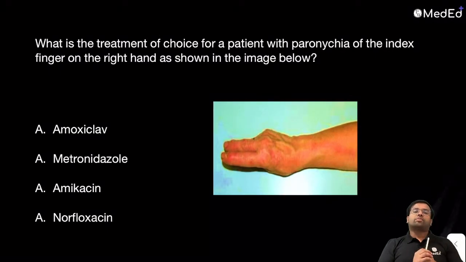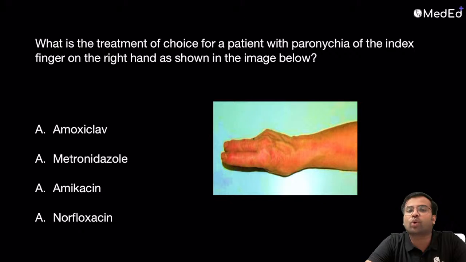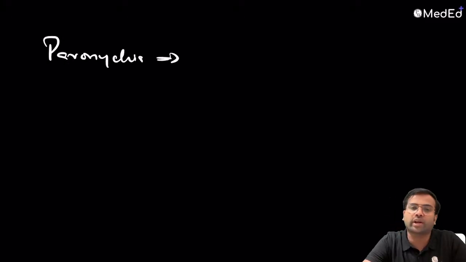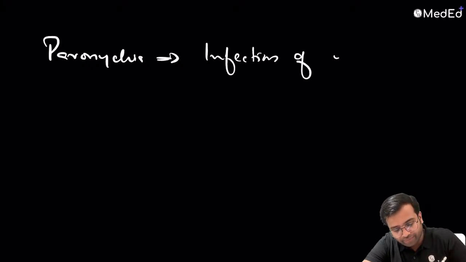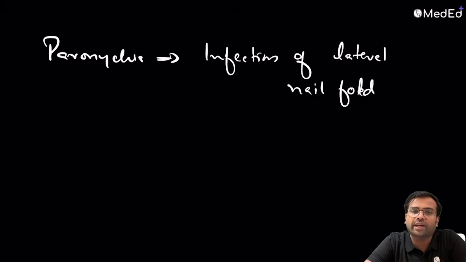So now let's go to the next MCQ. What is the treatment of choice for a patient with paronychia of the index finger on the right hand as shown in the image? Now what they are asking you directly is what is the drug of choice or how do you treat a paronychia? For that we should first understand what is paronychia. So what is the meaning of paronychia? Paronychia means there is an infection of the lateral nail fold. Infection of the lateral nail fold is called paronychia.